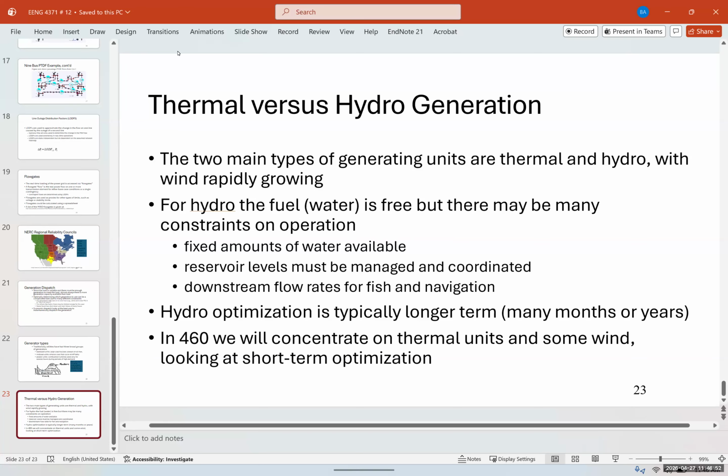Nowadays AI is coming in, so they map the weather, when it's going to rain, if it's going to be a flash flood or something like that. So they map all that out. Now, in this course, we will focus on thermal units and wind because they make up the majority of the US grid and are more tractable for short-term optimization. And we will discuss that in the next lecture.